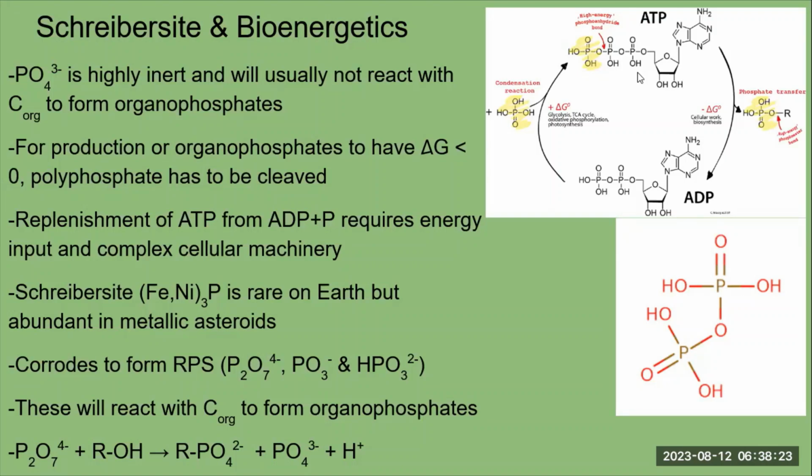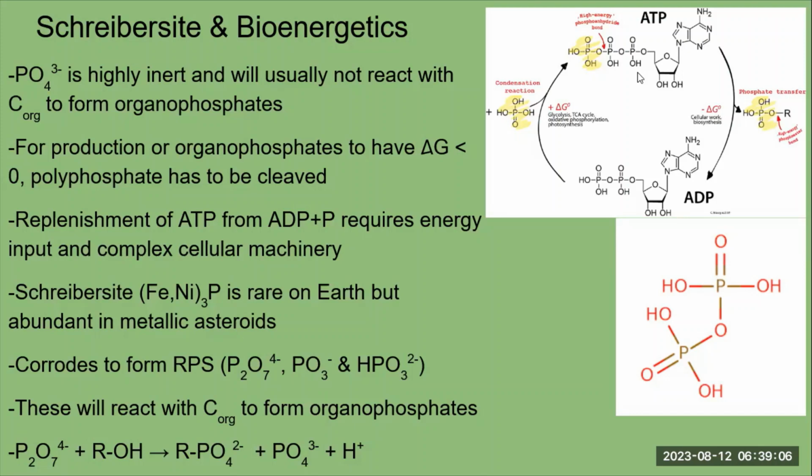Most phosphorus in the environment is in the form of orthophosphate, and this is highly inert and will rarely react with biomolecules to form organophosphates. Usually, the production of organophosphates involves cleaving a phosphodiester bond which bound two phosphorus atoms in a polyphosphate group. In living organisms, this bond is usually the one between the second and third phosphorus groups on an ATP molecule. In order to replenish ATP from ADP and orthophosphate, an input of energy and complex molecular machinery are required, machinery that would not have been available on the prebiotic Earth.